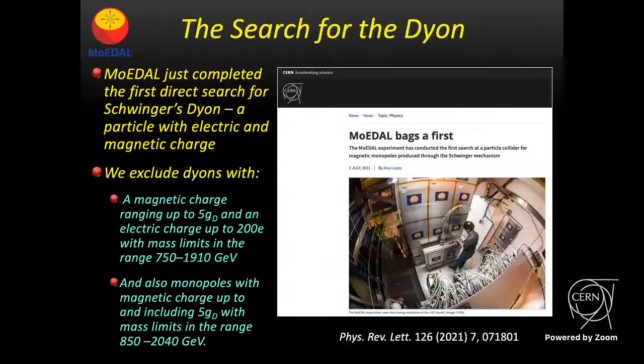So the search for the dyon was just completed, published in Physical Review Letters. We managed to probe up to magnetic charges of 5 gD and electric charges of 200 e. Of course, the dyon can have an electric and magnetic charge. The mass limits are about 750 GeV to 1.9 TeV.